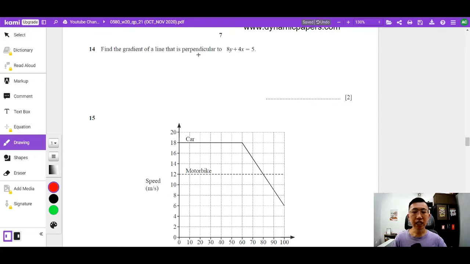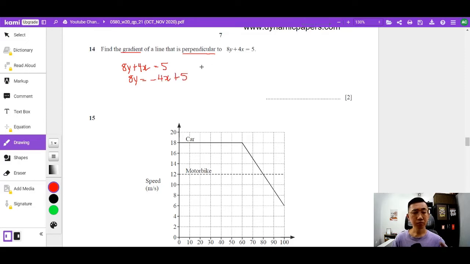Find the gradient of a line that is perpendicular. Highlight the keywords. We have to find the gradient and find the one that is perpendicular to this equation. So that is the question right here. First step, copy this: 8y plus 4x equals 5. Now, I want you to rearrange until you get y equals mx plus c. So let me do that. 8y, copy back. This one, positive 4x, shift towards the other side to become minus 4x plus 5.